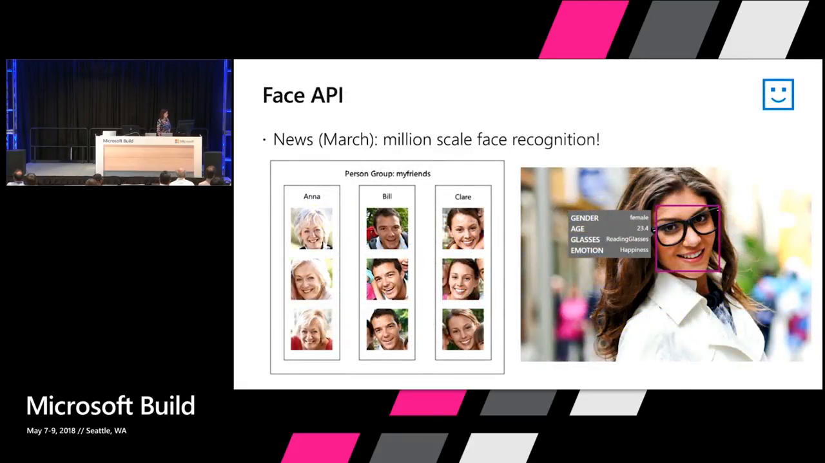Face API is what lets you do things like face detection and face recognition. It has had a bunch of updates this year. The big update actually came out in March, but in case some of you missed it, we've upgraded face recognition to a million scale. You can now have 1 million people whose faces you recognize using Face API. Previously I think the limit was on the order of 10,000. If your company employs more than 10,000 people, this becomes a very relevant update to you.